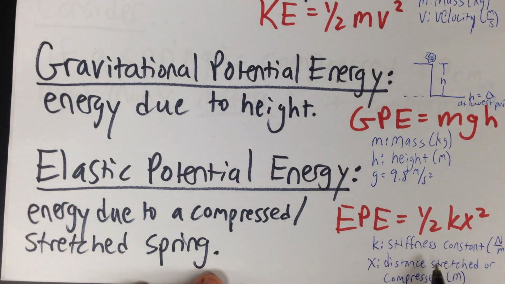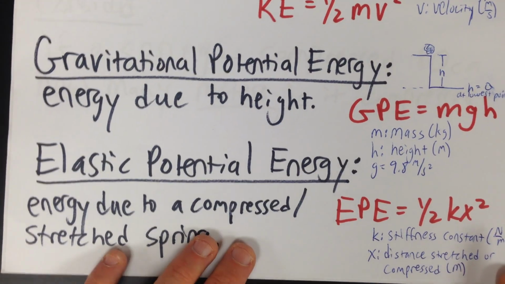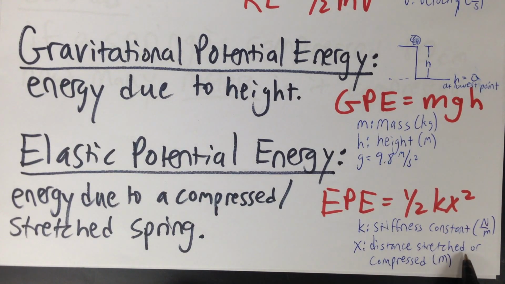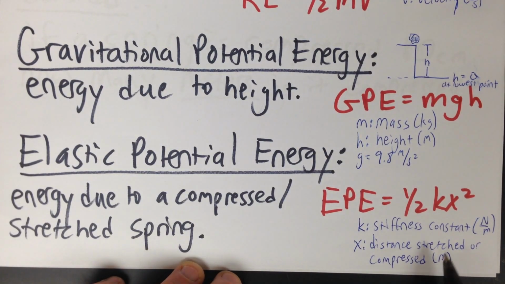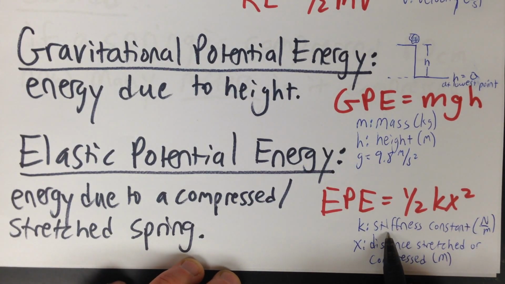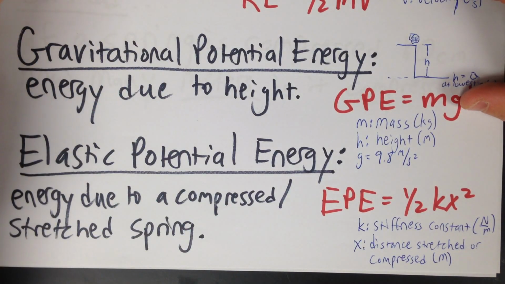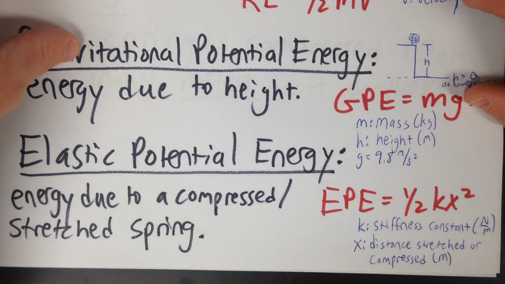And what is the k and the x? The x is the distance that the spring is stretched or compressed. Only the x is squared in that formula. It has to be plugged in meters. So however far you stretch or compress the spring, that's x. K is how stiff the spring is, and its unit is newtons per meter. K is the stiffness constant of a spring. It tells you how stiff it is. So a higher K means a higher stiffness, and a lower K means a lower stiffness.